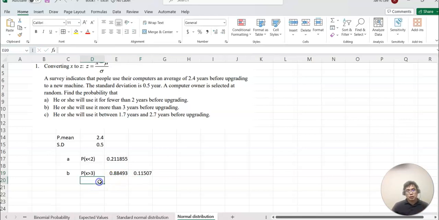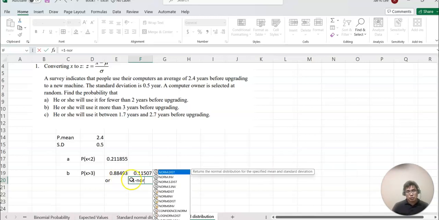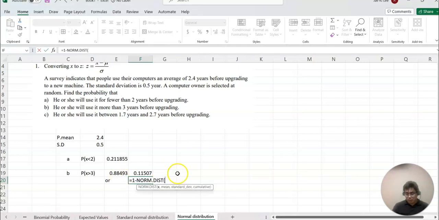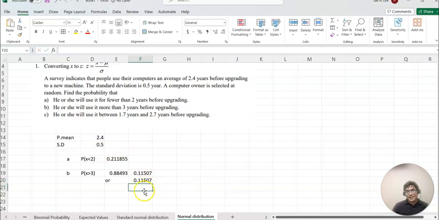Or you can do equal to 1 minus normal distribution, with x equal to 3 comma mean comma standard deviation comma cumulative true, and then close that and enter. Then you will get exactly the same answer. So that's your choice anyway.